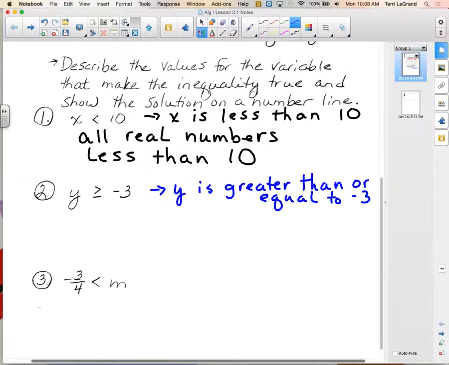So what would we say? -3 and above. No, that's not how we're going to say it though. What are we going to say? All real numbers greater than or equal to -3. So basically what we do is we replace the variable with all real numbers, don't we? All real numbers greater than or equal to -3.